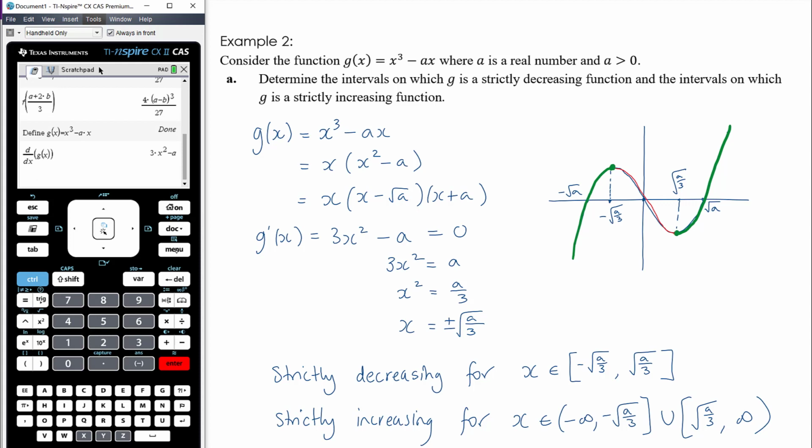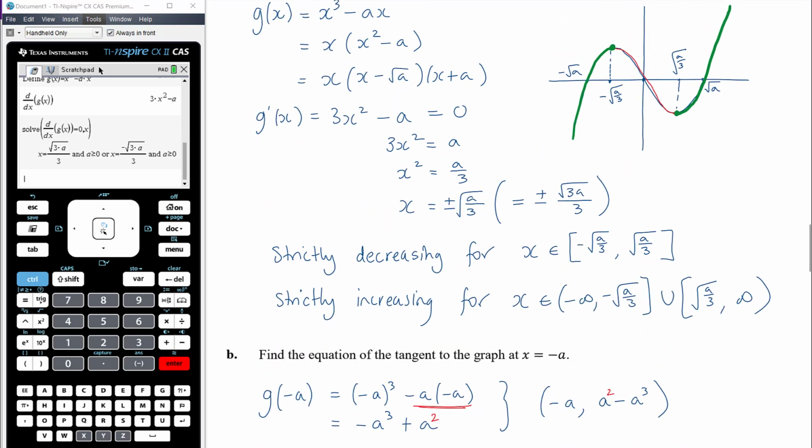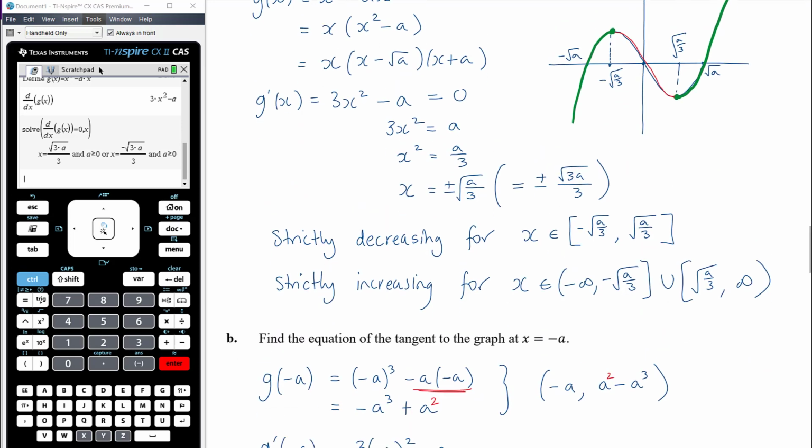is exactly what we found by hand. Solving our derivative equal to 0 for x is also similar to what we got by hand, although as I said with the rationalised denominator. So they've written it as square root of 3a over 3, which is the same thing. So this is the same as plus minus square root of 3a all over 3. You can use that instead in your answers. Okay, and then from there you can interpret your strictly increasing, strictly decreasing in part A.